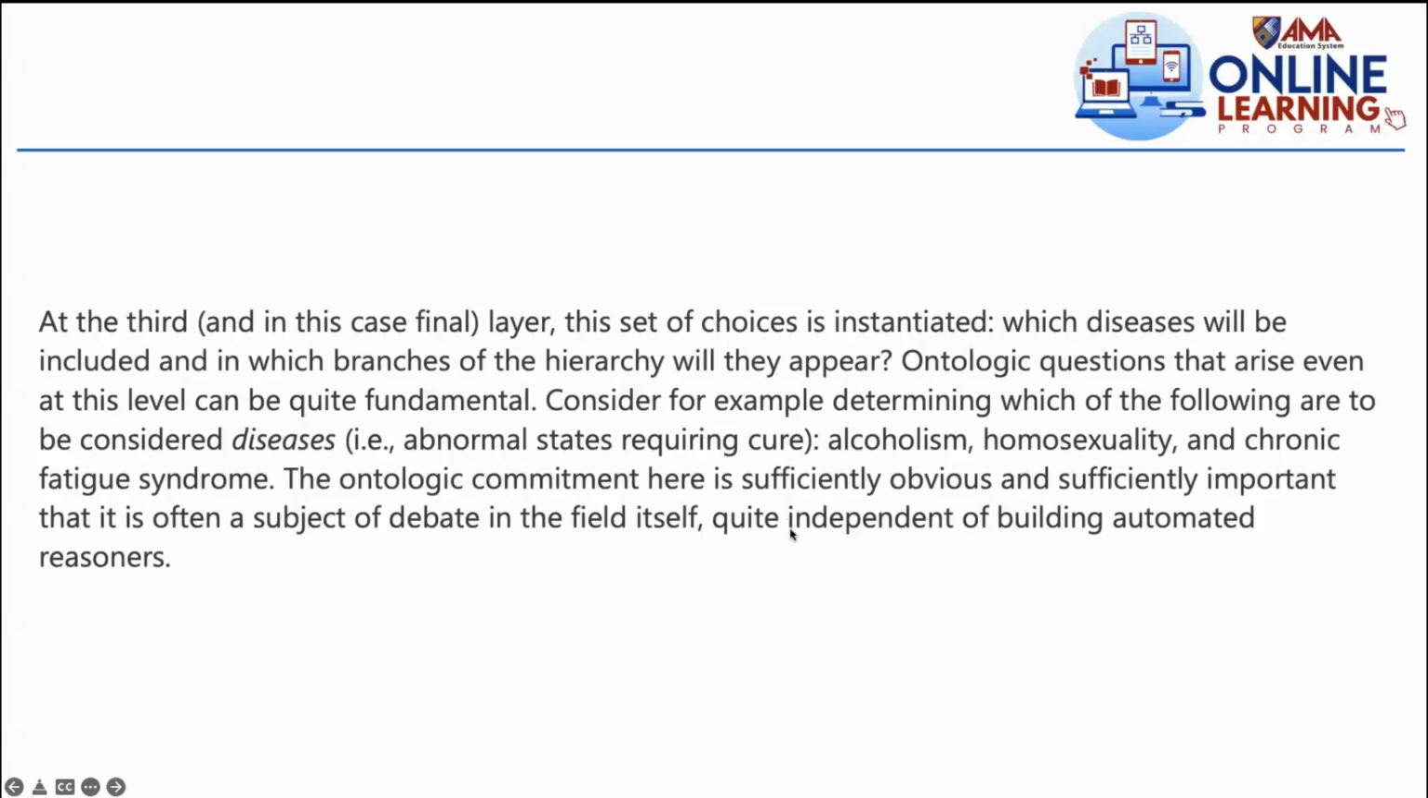So there's existing data already and new data will be input there. That's why the data will be increasing, and you'll be dealing with big data in that program. So the ontologic commitment here is sufficiently obvious and sufficiently important that it's often a subject of debate in the field itself, quite independent of building automated reasoners. Automated reasoners because we're talking of machines, not humans. Okay, class, I believe you understand that.